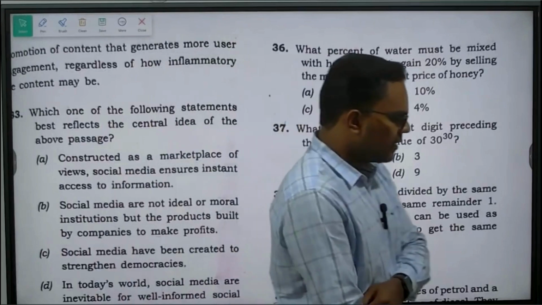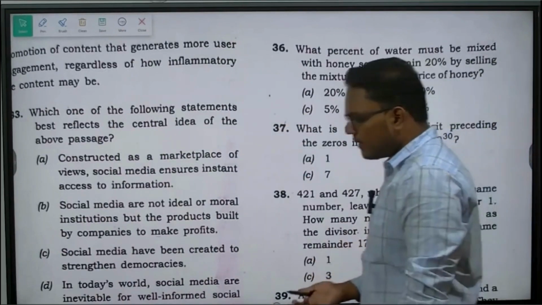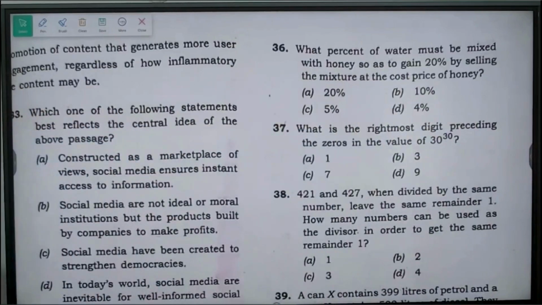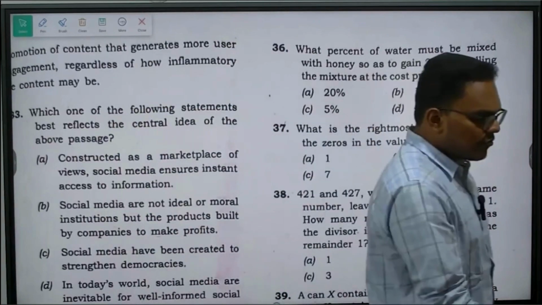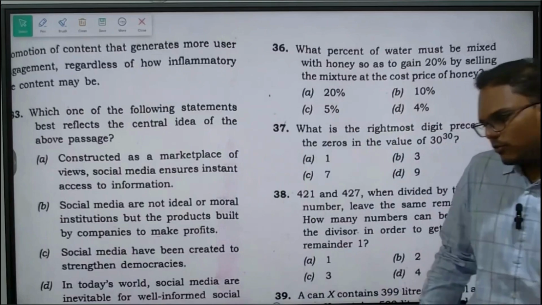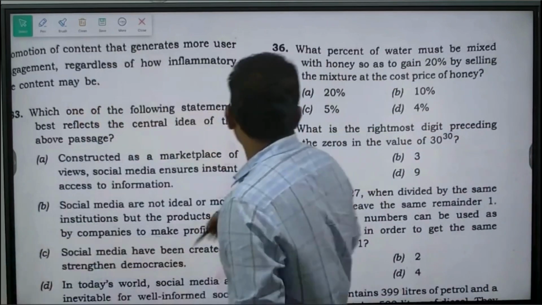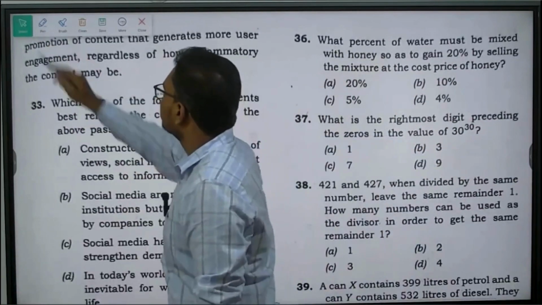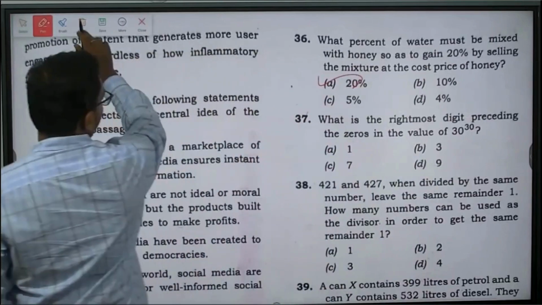Okay, this is again relatively simpler. So you need to have a 20% gain. Assume that you are getting your water for free of cost, because that is what you have to assume. So if you are adding water for free and you want to get 20%, it means you have to add 20% water. That's it. Nothing more. So 36 is A.